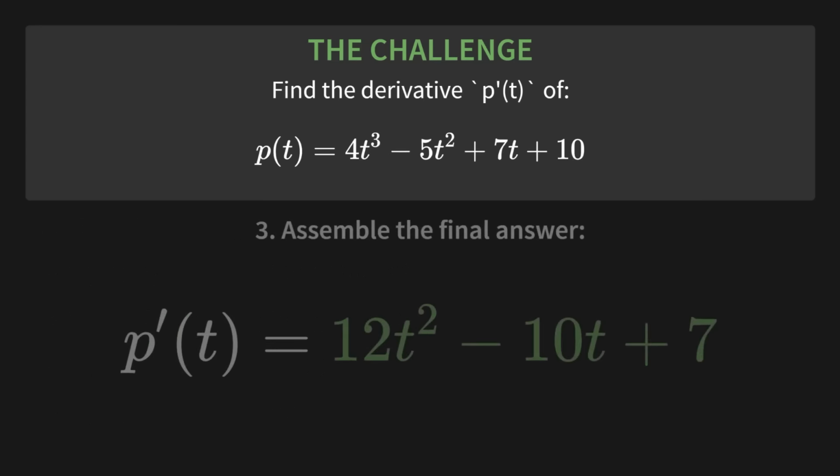So, step 3, assemble the final answer. P prime of t equals 12t squared minus 10t plus 7. And we're done. What would have been a nightmare of algebra with the limit definition, we just solved in seconds. This is the power of our toolkit.